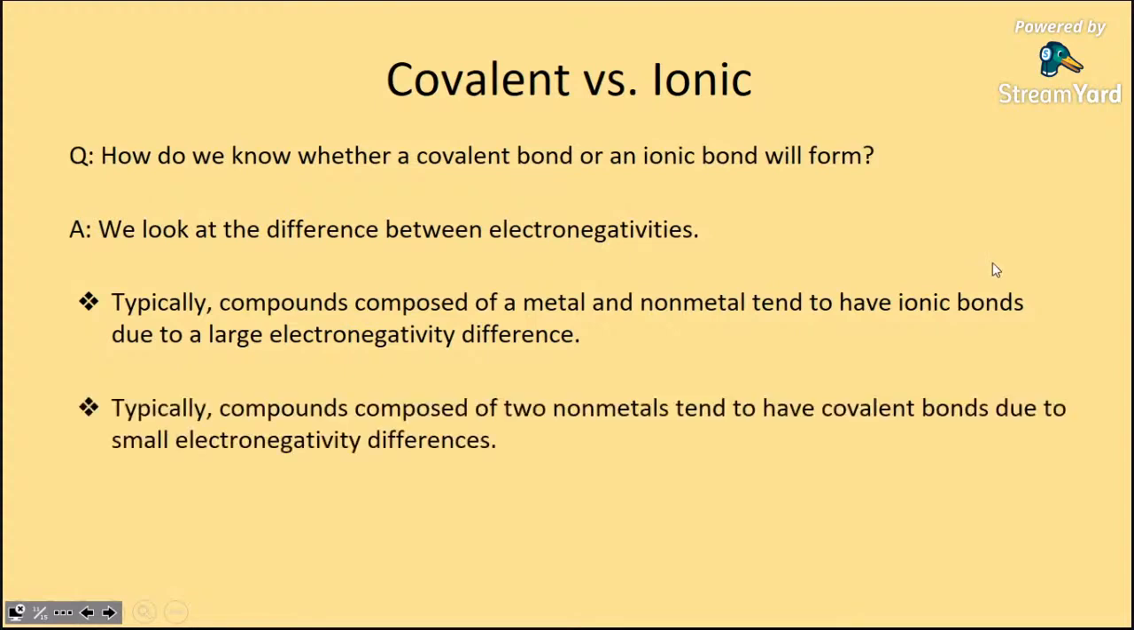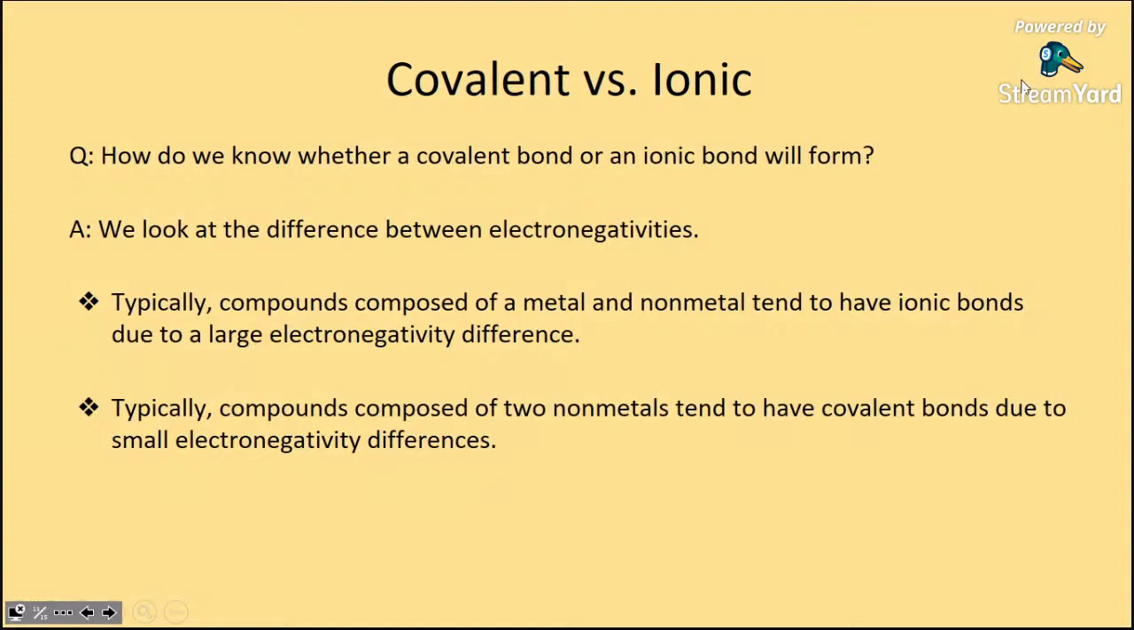Conversely, compounds composed of two nonmetals tend to have covalent bonds due to small electronegativity differences. It's going to be easier for those two nonmetals to share. As far as will a metal bond with a metal? No. Metals want to lose electrons. That's their easiest path to achieving valency. So if I try to take two metals, say sodium and magnesium, both are wanting to lose. They're not going to want to transfer between each other. They're not going to end up wanting to gain electrons from one or the other element.